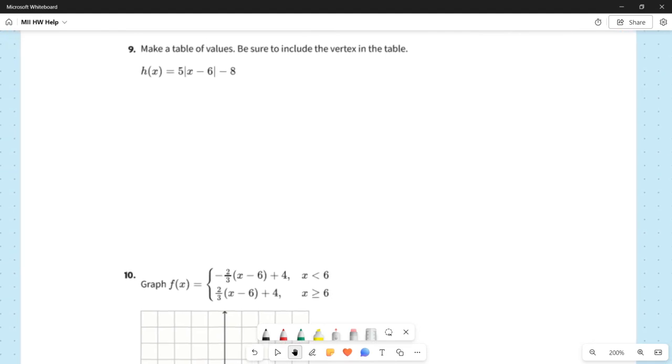Number 9. For number 9, we're being asked to make a table of values and be sure to include the vertex in the table. All right, so our given information is an explicit absolute value equation, and we're going to represent this function. It's the same function, but now we're going to represent it using a table of values. So for a table of values, we'll go with x and h of x. That's the name of our function.